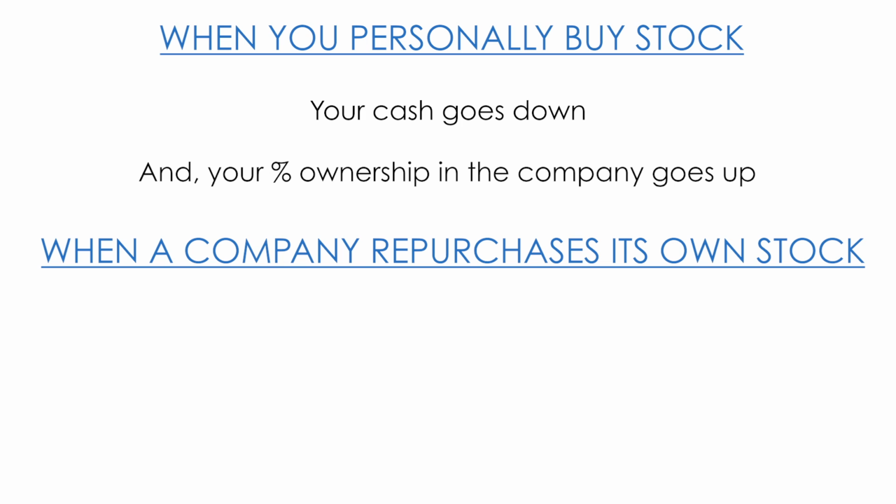When you buy stock, the cash in your bank account goes down and your percentage ownership goes up, right? Because you now have more shares. Your ownership has gone up, your cash has gone down. And of course, when this happens, you would want to make sure that the ownership that you just gained brings you more cash than you initially gave up to buy the shares.